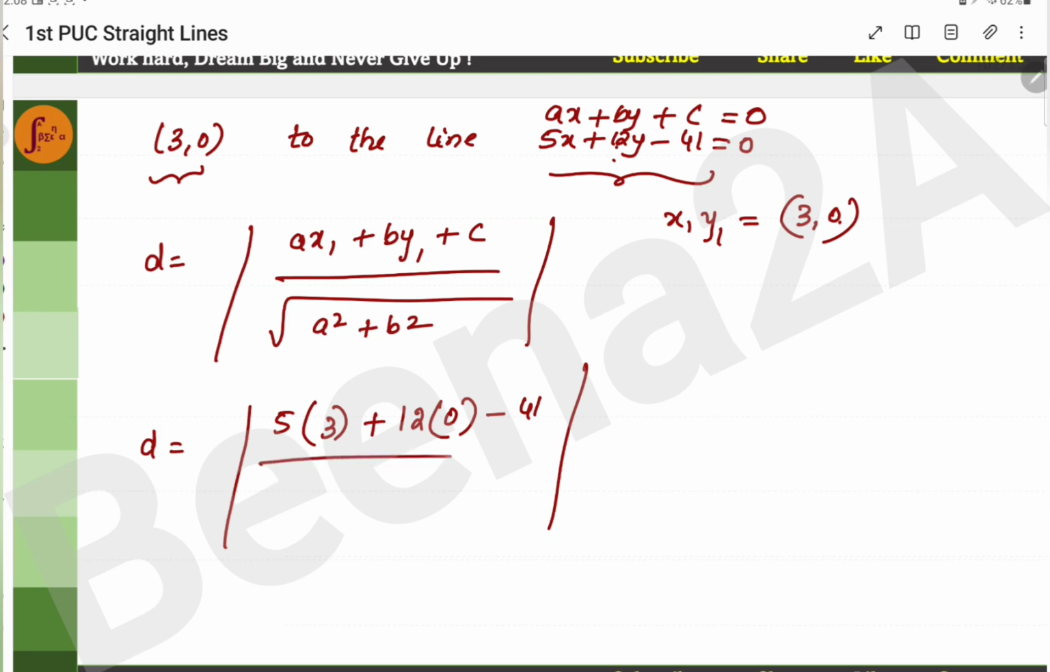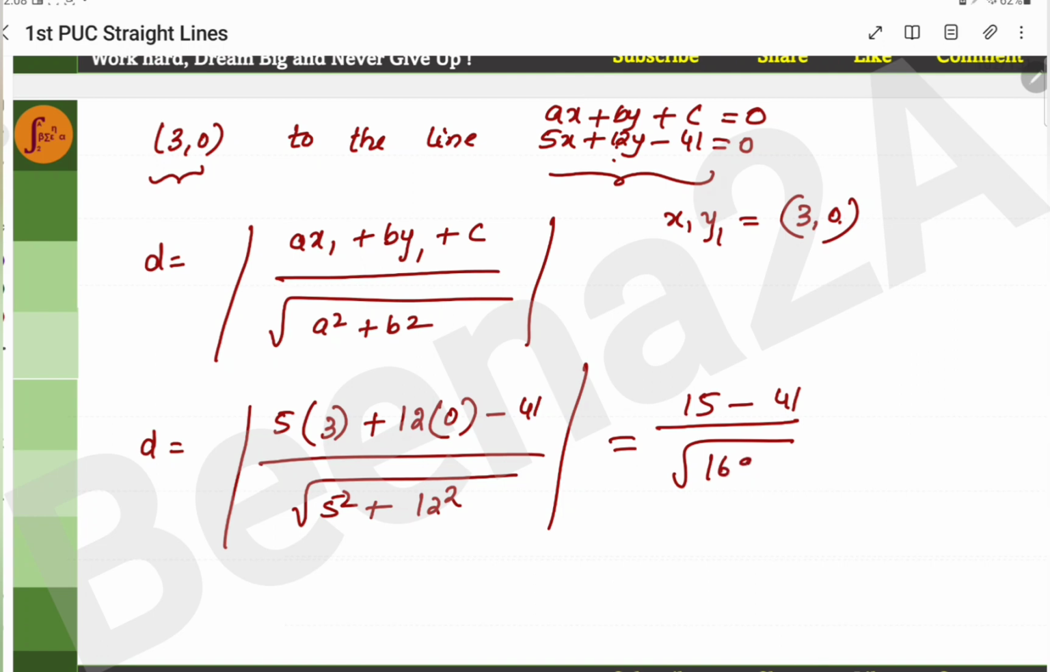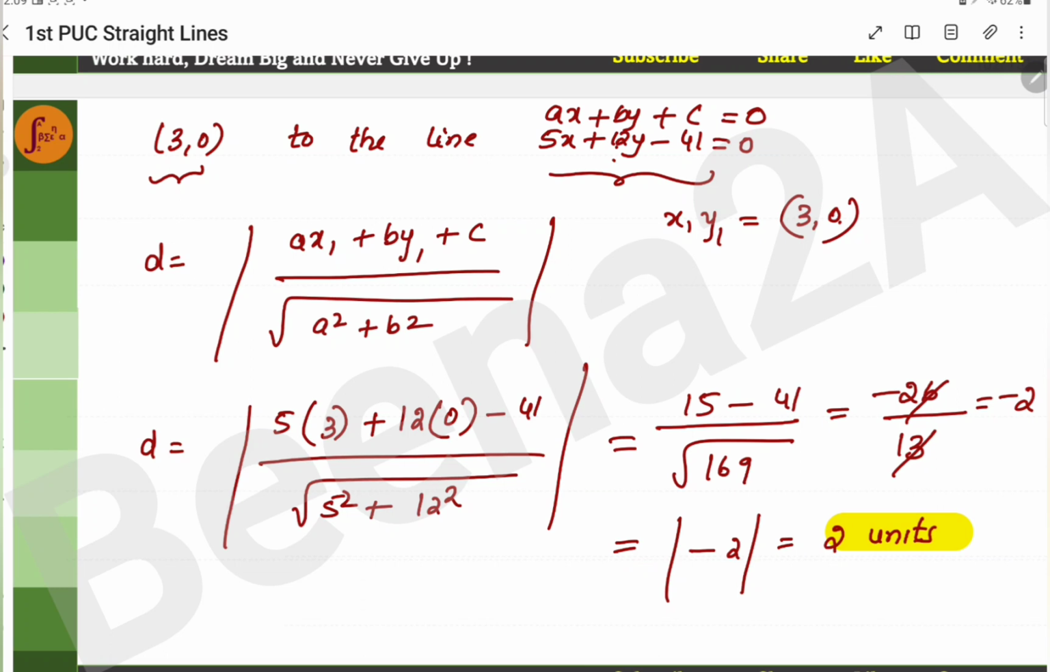Now divided by root of a square. A square is 5 square. B square is 12 square. This is going to be 15 minus 41. 25 plus 144 is root of 169. So you'll get minus 26 by 13. It will get cancelled, so it's going to be minus 2. Now remember there is going to be a modulus sign, so ignore the negative. It's going to be 2 units. So the distance is 2 units.